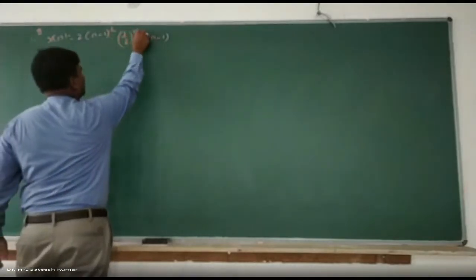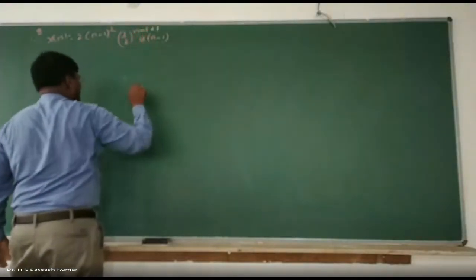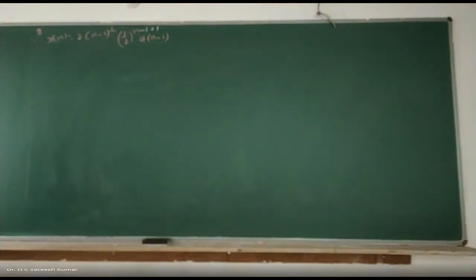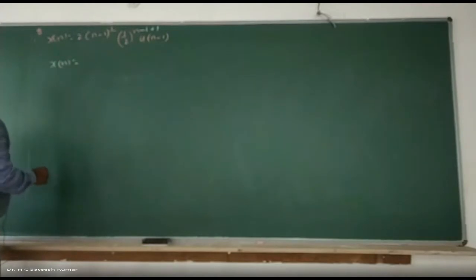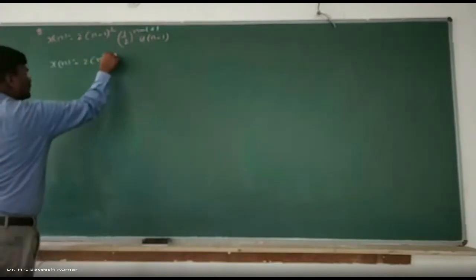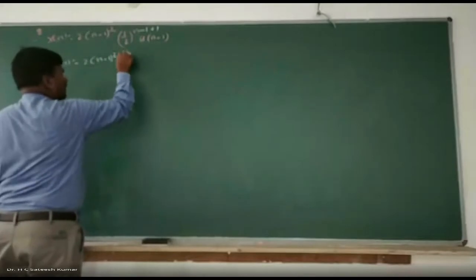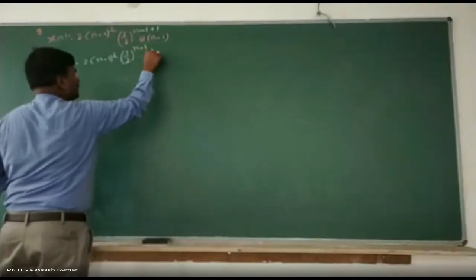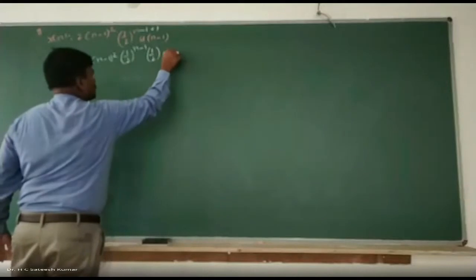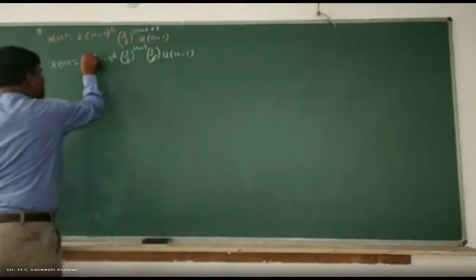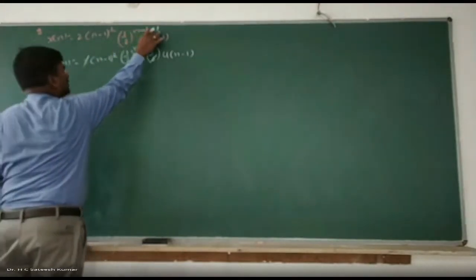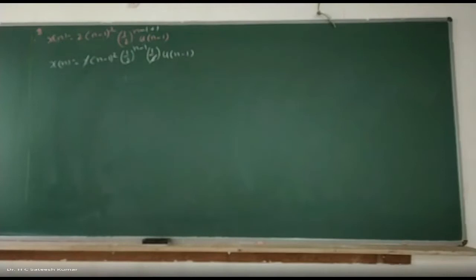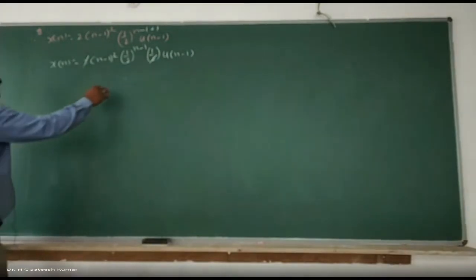You can modify this as n minus 1 plus 1. It does not change the value of the function. x of n is equal to 2 into (n minus 1) whole square into half to the power of n minus 1 into half to the power of 1, times u of n minus 1. This half gets cancelled. This way you can do it, or you can take the 2 to the denominator, and automatically 1 by 2 whole to the power of n minus 1 you will get. That is also fine. Once you get this, the rest is very simple.